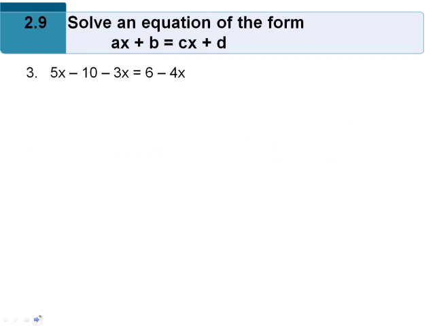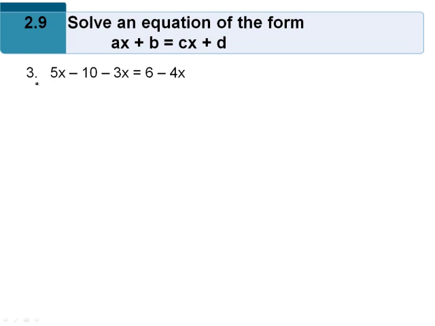The main thing to do when you're doing these problems is you've got to have one set way of doing it so that you don't get confused. If you do it a different way every time, you're probably going to get all mixed up. So you kind of want to have the same kind of format of what you're doing when you're doing these problems. Okay? Number 3, we have 5x minus 10 minus 3x equals 6 minus 4x.